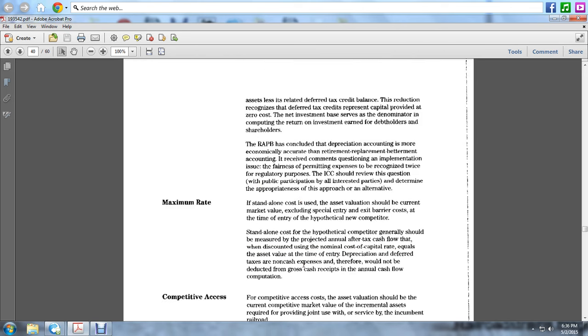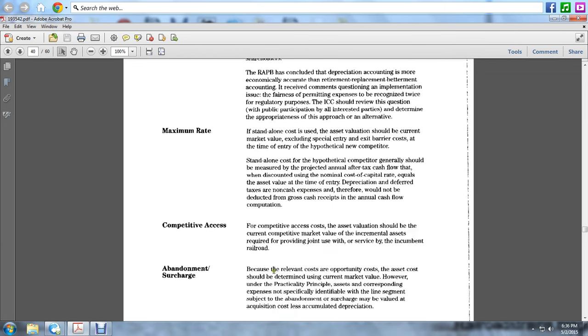The maximum rate, if stand-alone cost is used in the asset valuation, should be current market value, excluding special entry and exit barrier costs. At the time of entry of a hypothetical new competitor, the stand-alone cost of the hypothetical competitor generally should be measured so that projected annual after-tax cash flow, discounted at the nominal cost of capital rate, equals the asset value at that time. The depreciation and deferred tax non-cash expenses therefore would not be deducted from the gross cash receipts in the annual cash flow computation.